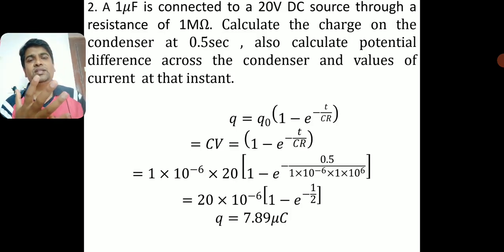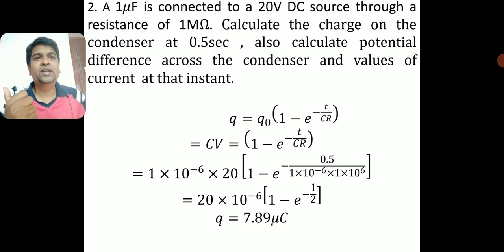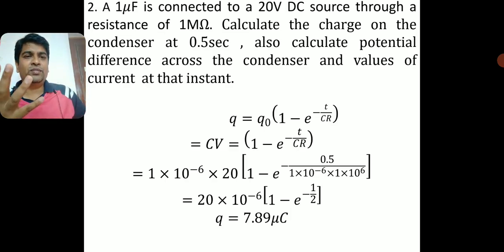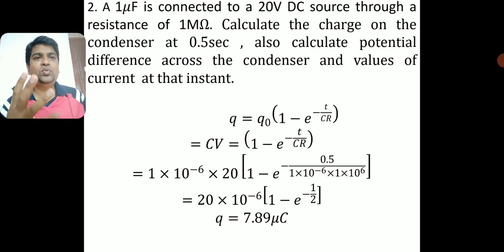First clue is it's a CR circuit. Second judgment is it is a charging process because the battery is connected to the circuit. Right, you find out the relevant formula. The charging formula: Q equals Q naught into 1 minus e to the power of minus t by CR.